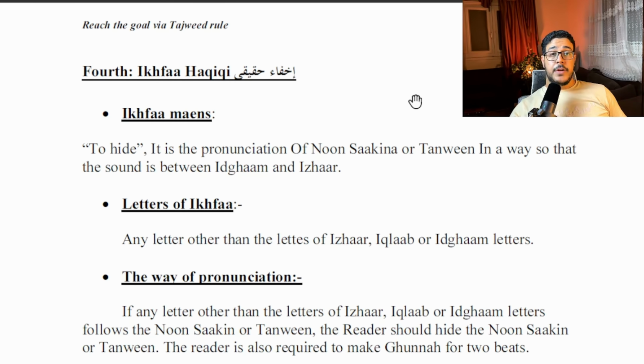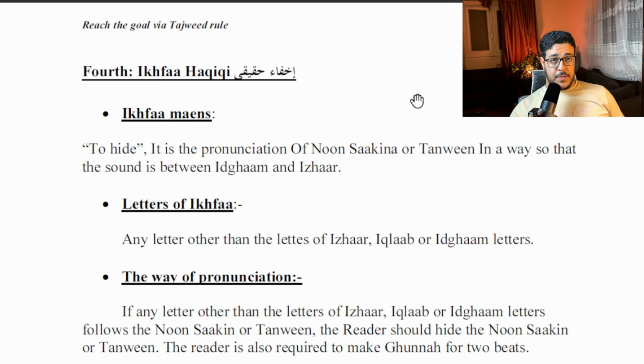And Ikhfa here in this rule means that you are pronouncing the Noon Sakin or the Tanween in a way that it's some kind between the Izhar and Idgham. And we will understand that when we get to the examples, inshallah. Alright, what are the letters of Ikhfa?